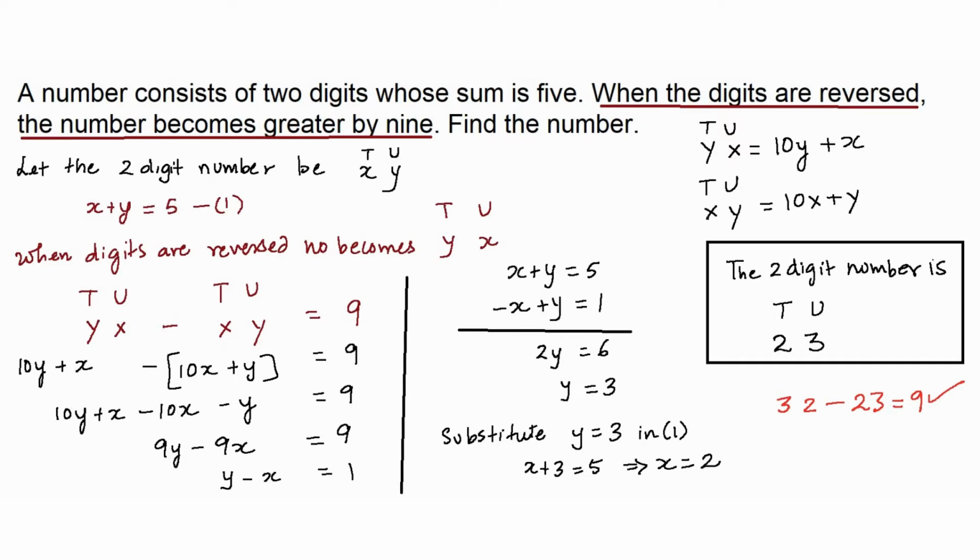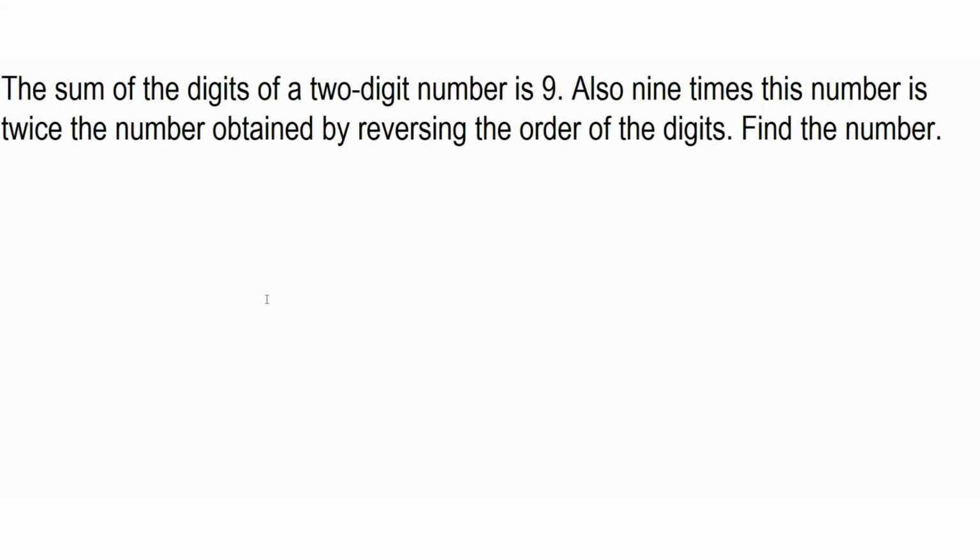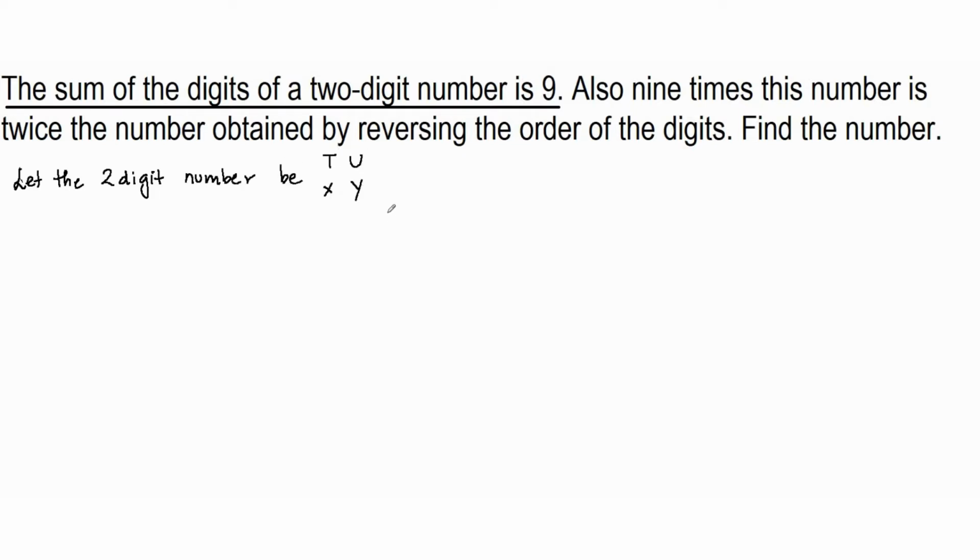Okay, moving on to our next question. The sum of the digits of a two-digit number is 9. So let's frame our first equation. You will notice that as soon as I read a statement, I tend to frame the equation. So let the two-digit number be xy. x is in the tens place and y is in the units place, and the sum of the digits is 9. So x plus y is equal to 9. This is my first equation, right? So let's box it.